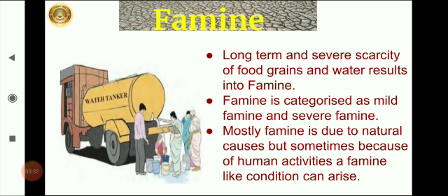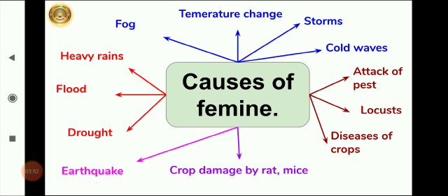Mostly, famine is due to natural causes, but sometimes because of human activities, a famine-like condition can arise. For example, war-like situation, inflation, failure of government policies, population imbalance, etc. Let's study causes of famine.